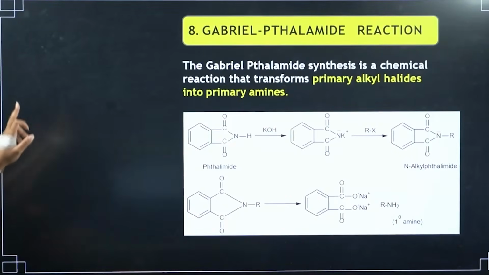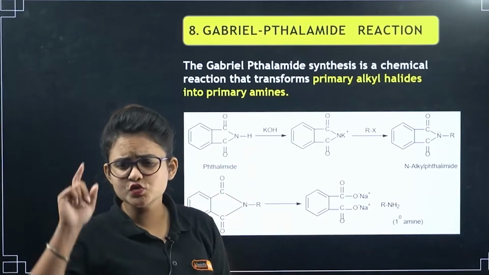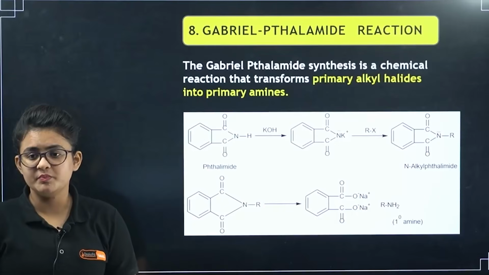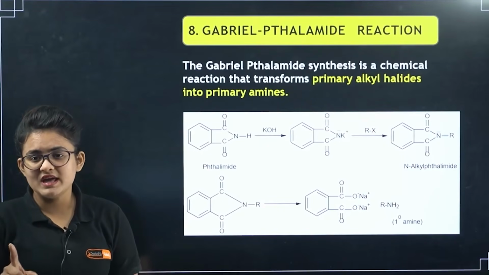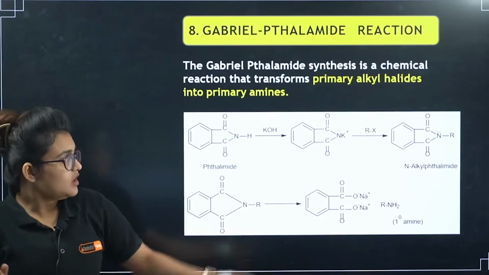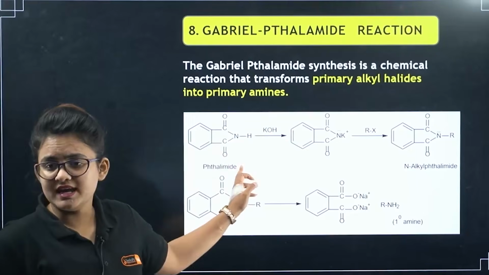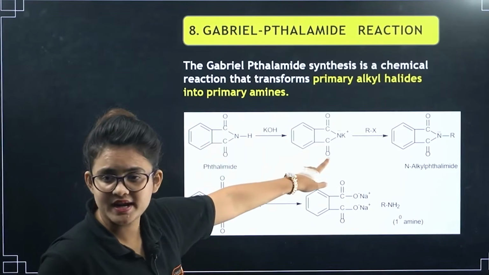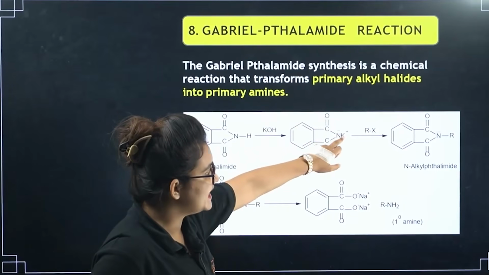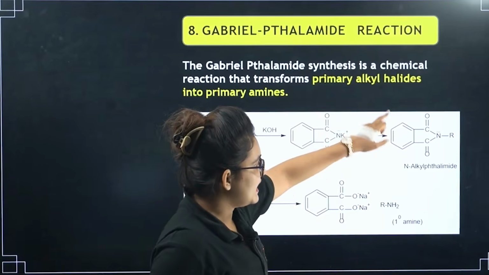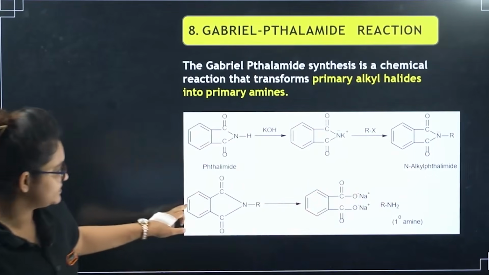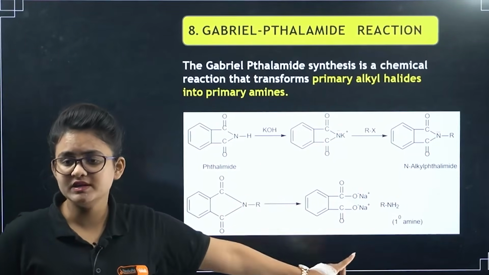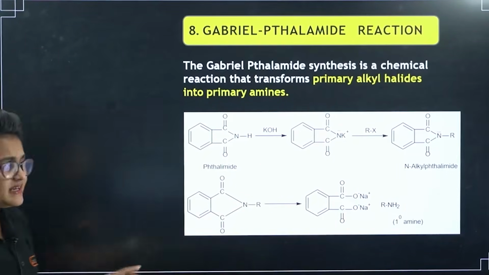Let's proceed further. This is the Gabriel phthalimide reaction, super duper important, and it will give you the primary amine, and only the primary amine you can get out of this reaction. Here you have to start with phthalimide, then proceed with KOH, then once the salt is made you have to give some alkyl halide. Now you will get N-alkyl phthalimide. After that, from here, if you give a little bit of acid or base, you will end up with the primary amine. I guess it's clear.